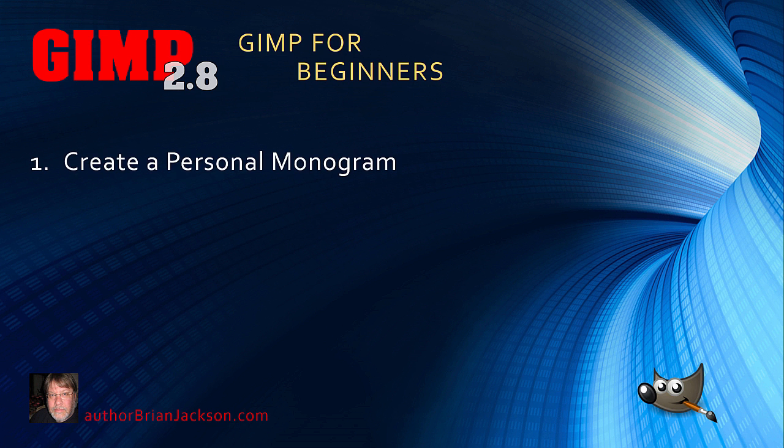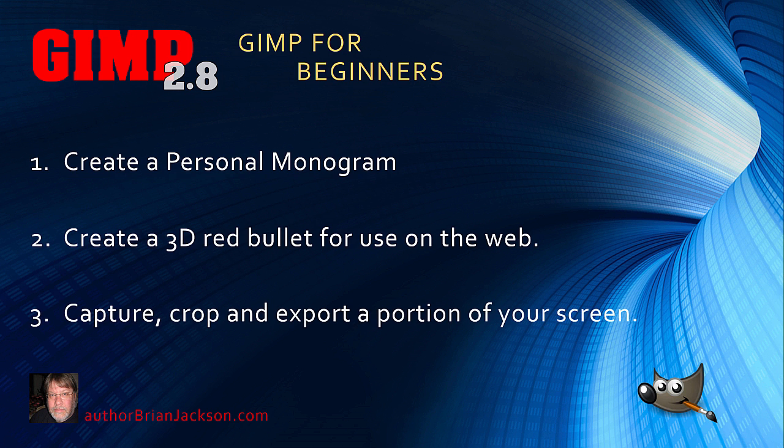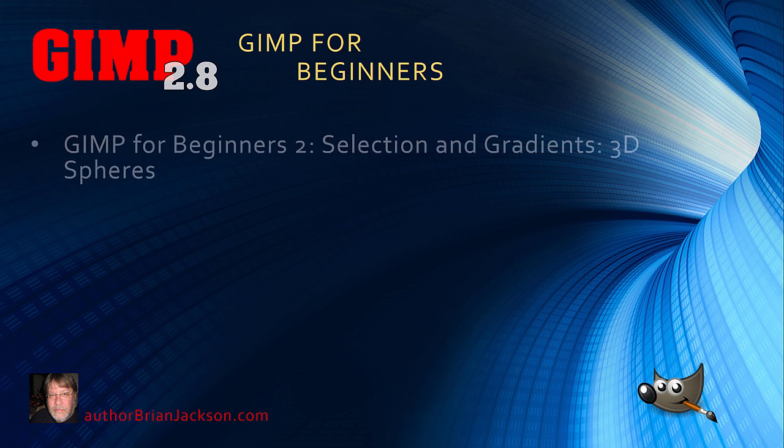Now, we're going to move on to the project. The first thing we'll do is create a personal monogram. That's a fancy logo made up of the initials in your name. Then we'll create a 3D bullet for use on the web. Then we'll finally capture, crop, and export a portion of our screen. And remember, this is a preparatory course.